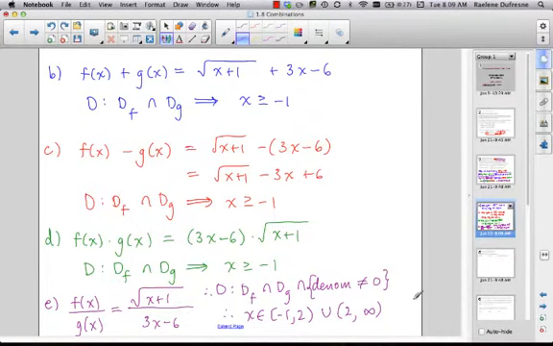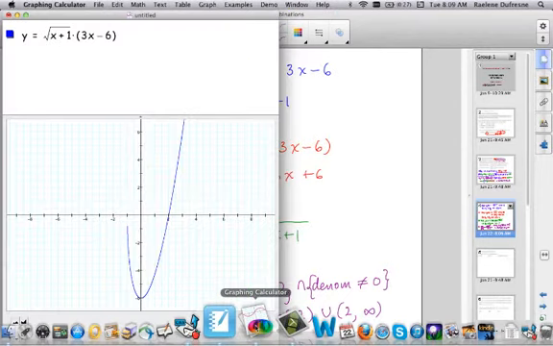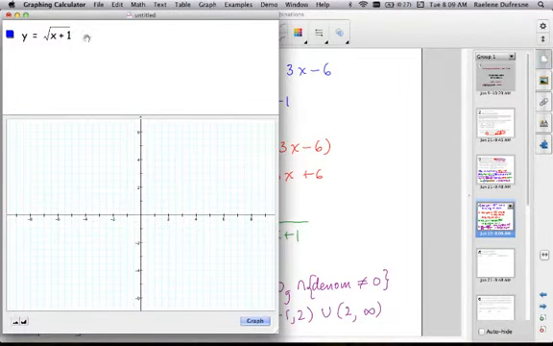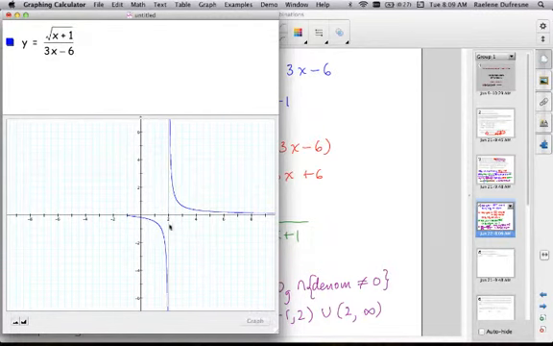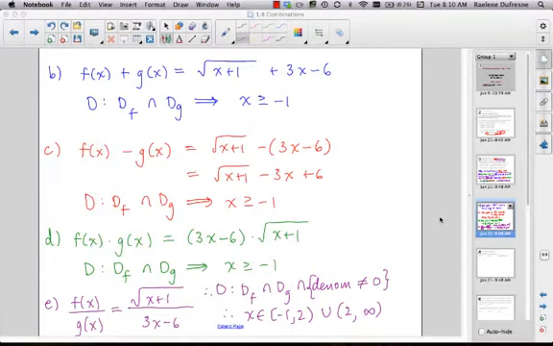Now let's take a look at the quotient function just to confirm the domain. And we can see that x equal to 2 produces a discontinuity because the discontinuity is an x value that makes y shoot up to positive infinity or down to negative infinity. We see that this is an infinite discontinuity or a vertical asymptote.